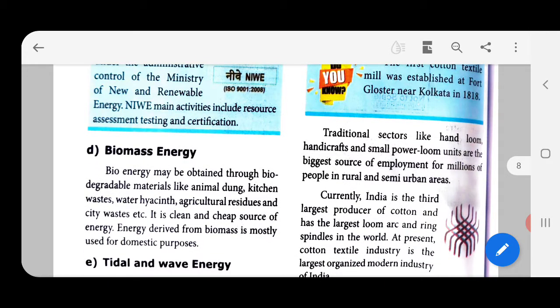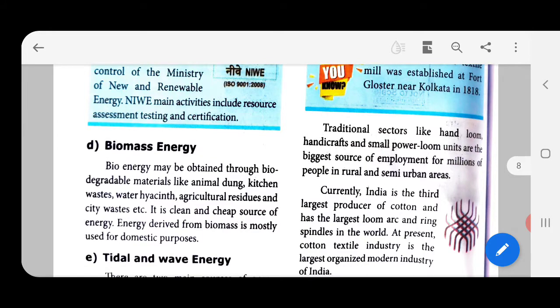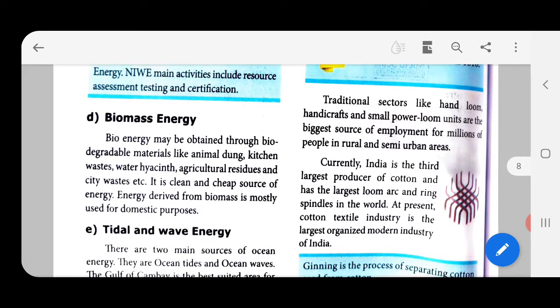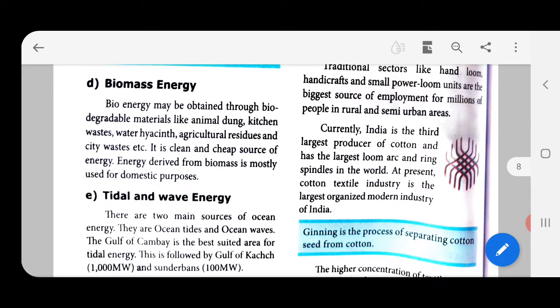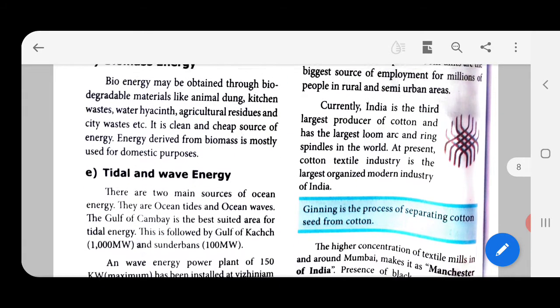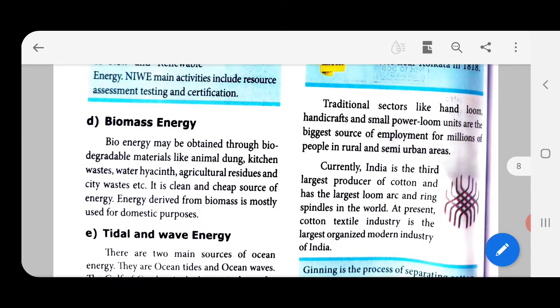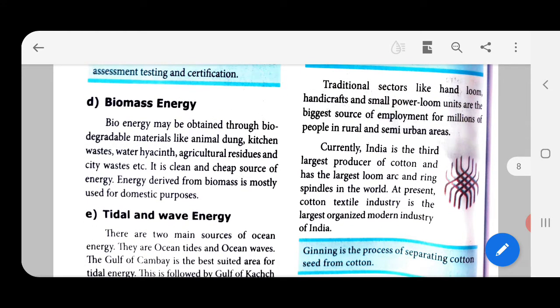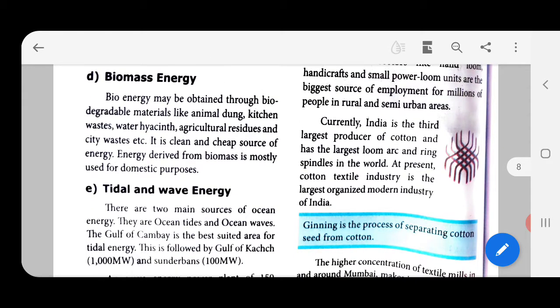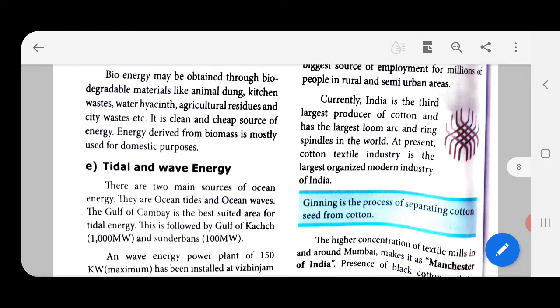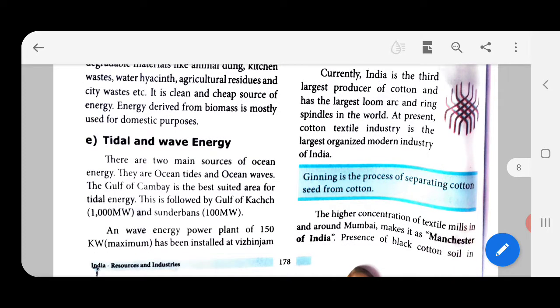Traditional sectors like handloom, that is made by hand, handicrafts and small power loom units are the biggest source of employment for millions of people in rural and semi-urban areas. So we know that when we go to the outskirts, we see a lot of people doing handwork, right? So that is a major source of employment for so many people who live in the rural and semi-urban areas.